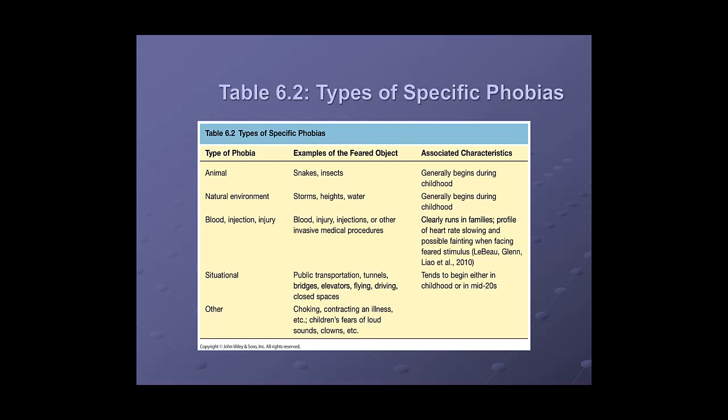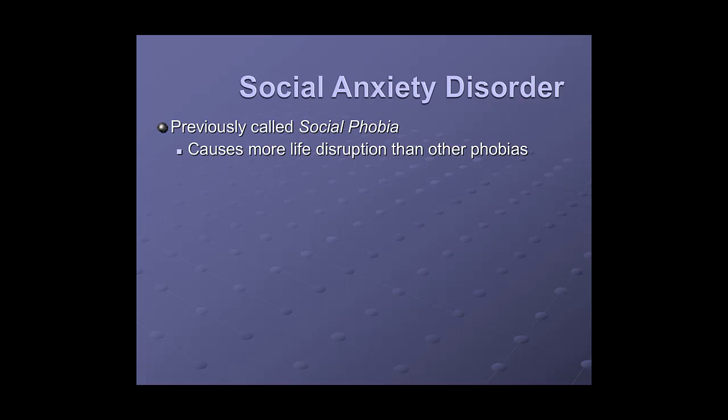Social anxiety disorder, previously called social phobia, was considered a subset of phobia, so there were specific phobias and social phobias. With the change in the DSM-5, it has now been separated out and teased apart, and now it's called social anxiety disorder. It's no longer called a social phobia. It has been set apart as its own diagnosis because psychologists and psychiatrists were finding that individuals who are stressed and anxious about social situations experience a lot more life disruption than with other phobias.